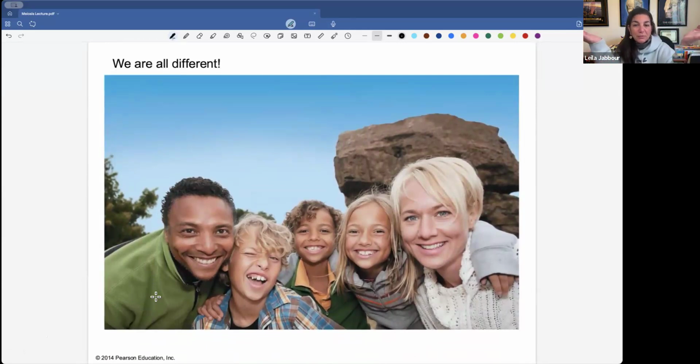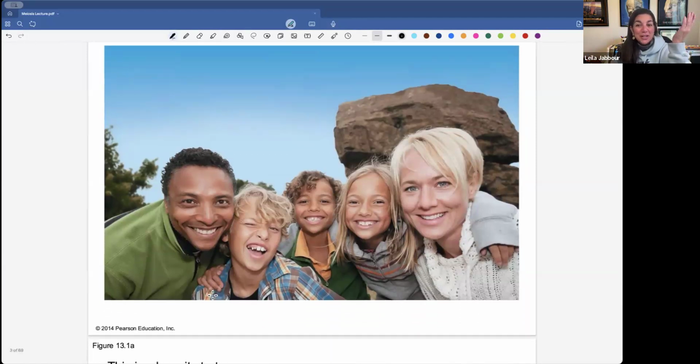So look, this is a great picture to show you this variation. Here's a couple, a mixed couple. He has curly hair and darker skin, and she has very straight, very blonde hair and fair skin and blue eyes. And here are their children. They are all different from each other. Some have lighter hair color, some have darker hair color, some have curly hair, and some have straight hair. It's amazing. So they're all different from each other and different from their parents. So at the end of this chapter, you can understand how that's possible.